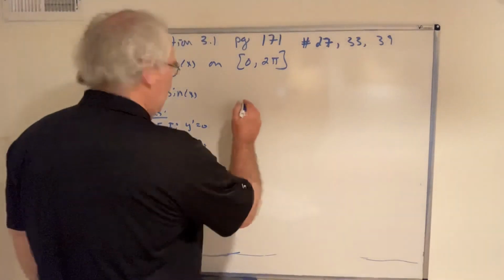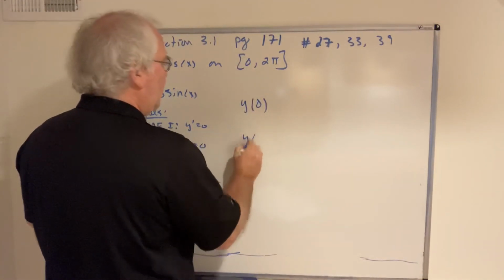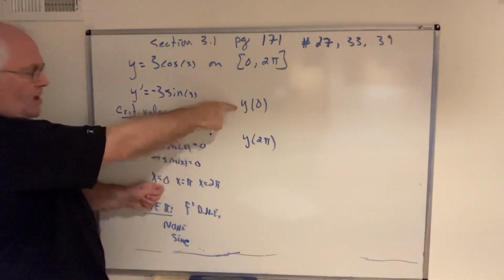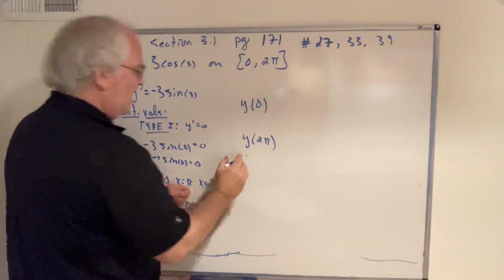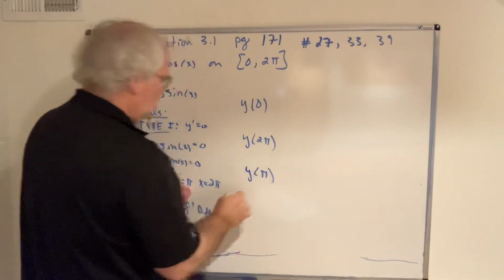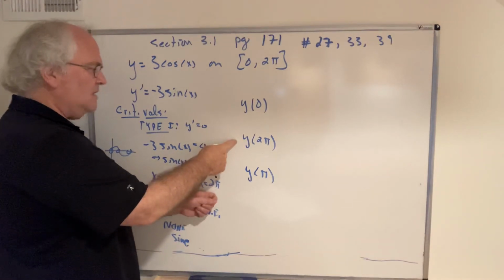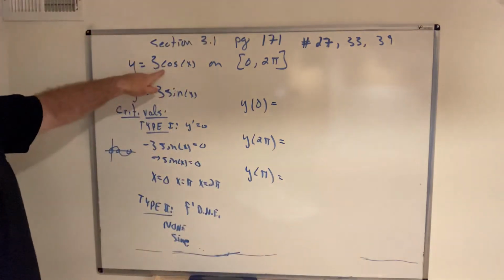So, line up the usual suspects. We need y of the endpoint, we need y of the other endpoint, and y of 0 we already have, we don't need it twice. We do need pi. 2 pi we already have, we don't need it twice. And so what's left is to go ahead and compute this out.